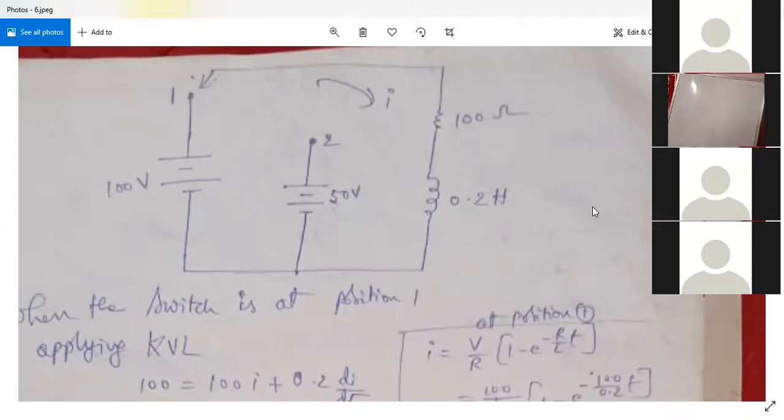Read the problem for 1 minute. Draw this circuit and read the problem. Is it okay now? Voice is breaking. Is my voice breaking? No, sir. Okay. Draw the circuit.